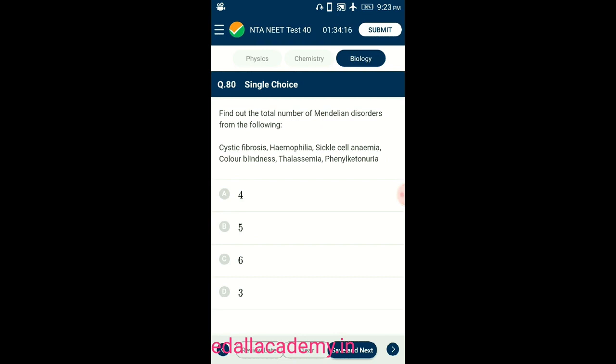Question number 80. Find out the total number of Mendelian disorders from the following: cystic fibrosis, hemophilia, sickle cell anemia, color blindness, thalassemia, phenylketonuria. These are determined by the alteration or mutation in a single gene. These disorders are transmitted to the offspring on the same lines as the principles of inheritance. So the answer for this question is 6. There are 6 Mendelian disorders from the following.